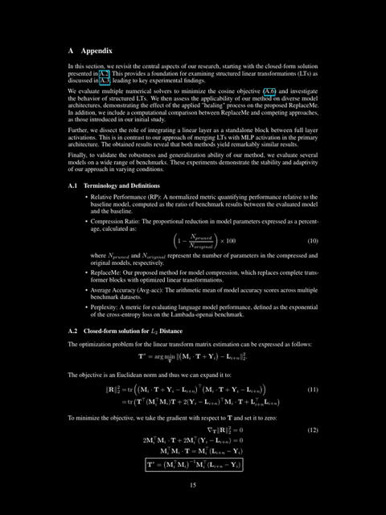Appendix 1, terminology and definitions. Relative performance (RP), a normalized metric quantifying performance relative to the baseline model, computed as the ratio of benchmark results between the evaluated model and the baseline. Compression ratio, the proportional reduction in model parameters expressed as a percentage, calculated as 1 minus n_pruned over n_original, times 100, where n_pruned and n_original represent the number of parameters in the compressed and original models respectively.